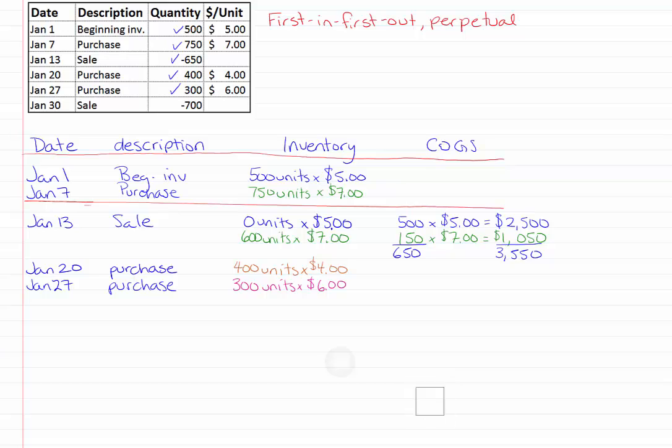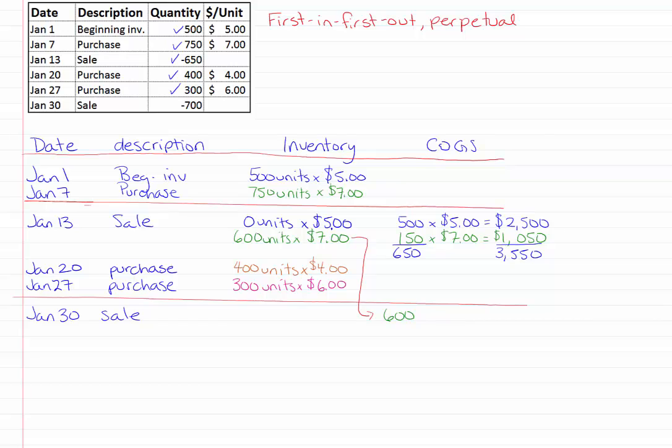The next thing that's happening is I'm making another sale. So again, I'm going to draw a line across my page indicating to me that we're about to update our inventory numbers. So on January 30th, we are making a sale and we're selling 700 units. So let's just take a look at what we have sitting in our inventory right now. We have 600 units at $7. We have 400 units at $4. And we have 300 units at $6.